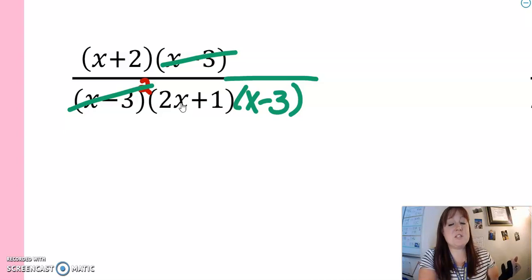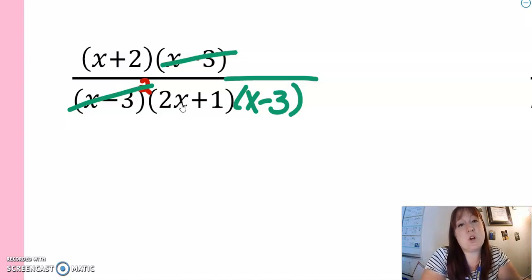So then I look at this function and I'm like, oh, because it canceled out, it's a hole, but it's also still there, so it's a vertical asymptote. Well, here's what it is. Vertical asymptotes are stronger than holes.